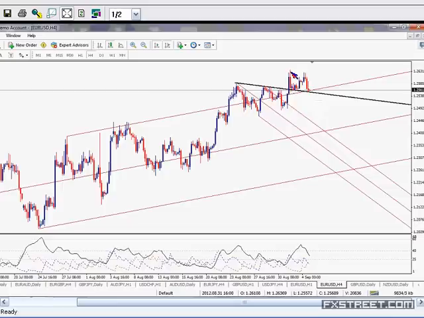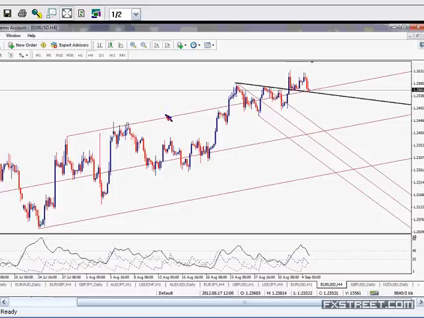In the contrary case, if we have an inverse channel, the trend line should be placed from point 2 to point 4, and a break below should signal a bearish continuation or probable reversal. Anyway, that is the general idea. We are going a bit more into trading. In fact, take a look at what's going on right now.